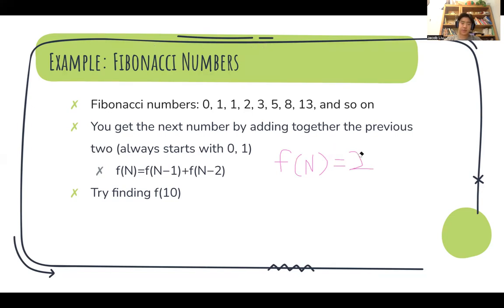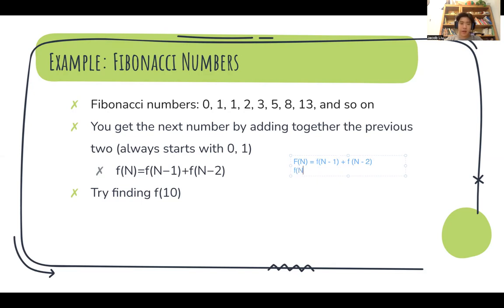But in this case, f of n is equal to f of n minus 1 plus f of n minus 2. So you have to kind of keep going, right? Actually, let me type this. Let's clear all drawings. If f of n is equal to f of n minus 1 plus f of n minus 2, you still have to find f of n minus 1 and f of n minus 2, right?